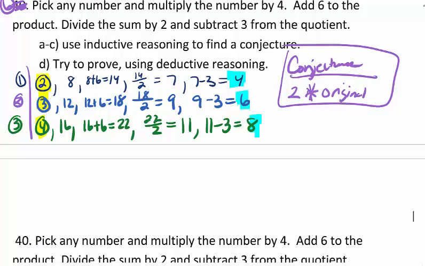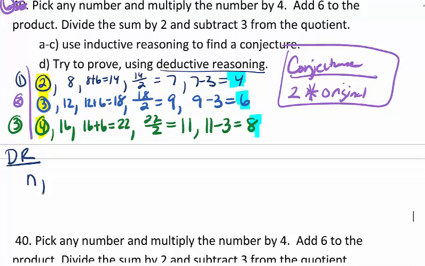So now we're going to do our deductive reasoning. Our deductive reasoning says use a variable. So we're going to start off with n as my variable. And it is not okay to just go to the last step. You need to show me your steps. I will look at your paper and see, did you actually follow the steps?